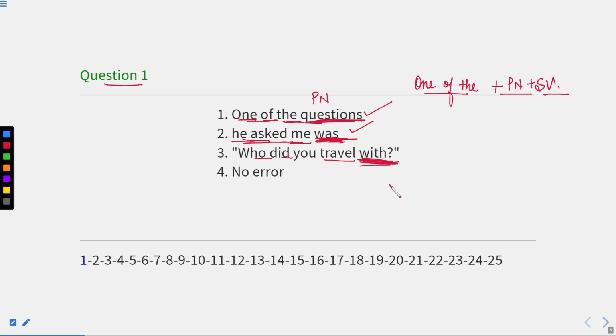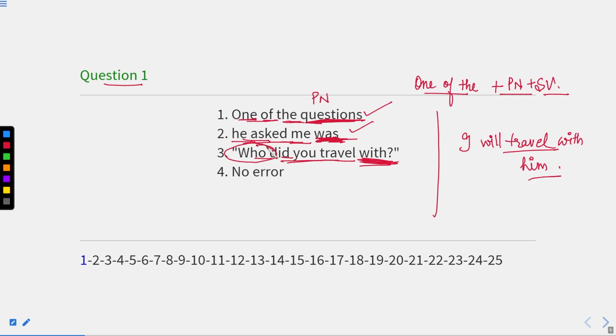Now if you say "who did you travel with", if I want to answer this question, I can say "I will travel with him." Okay, so here, when I come to the answer of this question, a rough answer, I would say "I will travel with him." Now this can be the answer to this question, that is "who did you travel with."